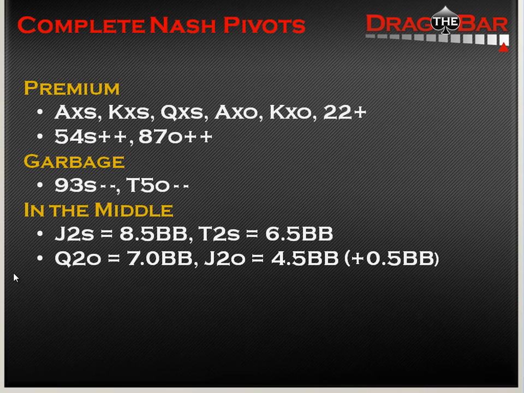Alright, so now we've got a complete system of Nash pivot points for shoving. Remember, we've got the premium suited aces, kings, and queens, offsuit aces and kings, and then pocket pairs. And then we've also got 5-4 suited plus plus and 8-7 offsuit plus plus. Then we've got garbage hands. You cannot shove for 5 blinds, which are 9-3 suited minus minus and 10-5 off minus minus. And then we've got these endpoints, which are going to help us to make a little bit more accurate decisions on those hands that are in the red range between 5 and 10 blinds.